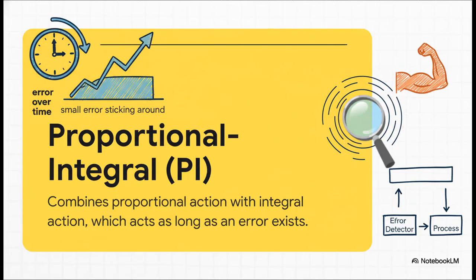And that brings us to the PI controller, which is a bit smarter. It has that immediate reaction of the P controller, but it adds a new trick: memory. The integral part looks at the error over time. It basically says, hey, this small error has been sticking around for a while now. I need to ramp up my efforts and finally get rid of it.